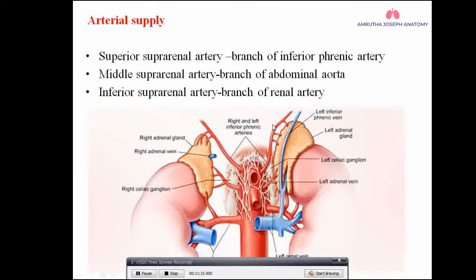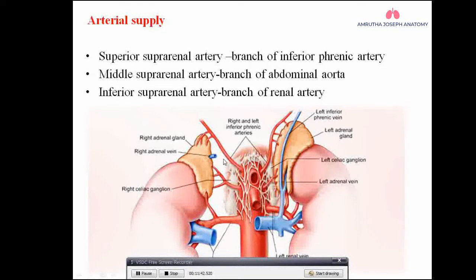Endocrine glands are usually supplied by many arteries because the secretion of these glands is poured directly into the blood. So there are three arteries which are supplying the suprarenal gland. Superior suprarenal artery is a branch of inferior phrenic artery. Middle suprarenal artery is a branch of abdominal aorta. Inferior suprarenal artery is a branch of renal artery.